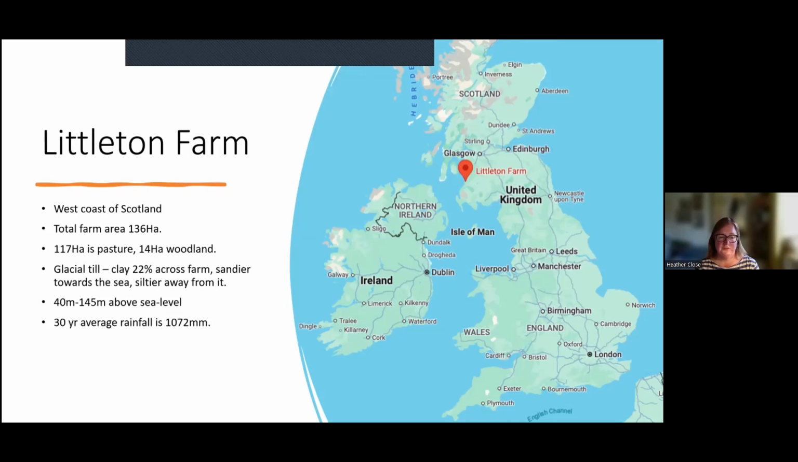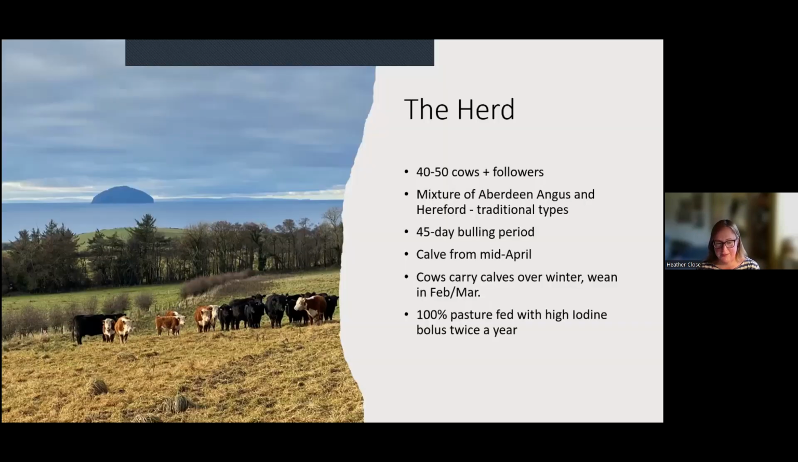40 to 145 meters above sea level, so a lot lower than Nikki. And the 30-year average rainfall is just over a meter. The first year I was grazing with Dad, we had 1.5 meters, so that's affected how I graze going forward. Once you've had 300 mil in a month, you remember it.